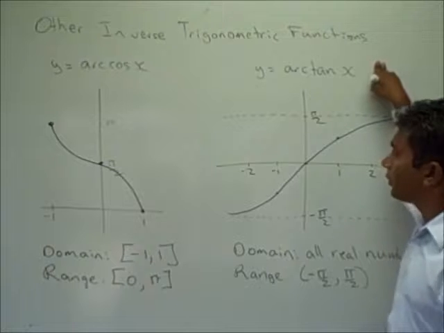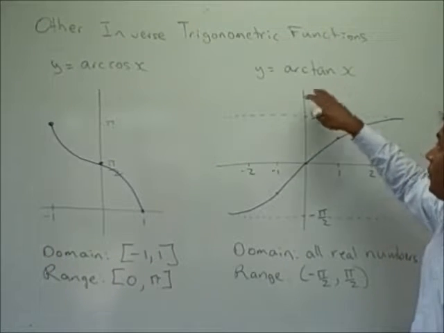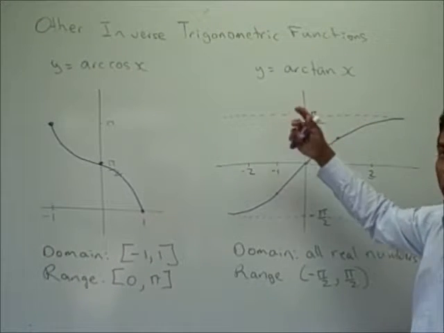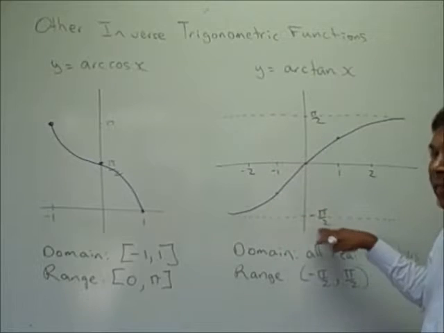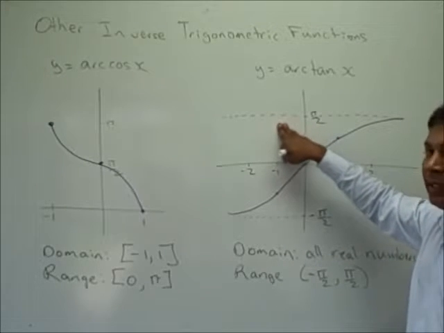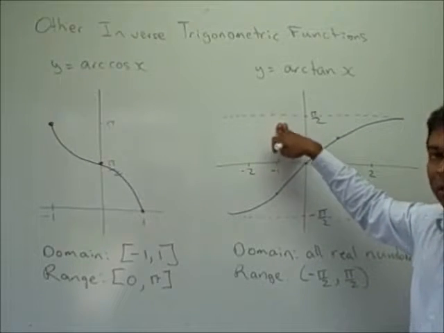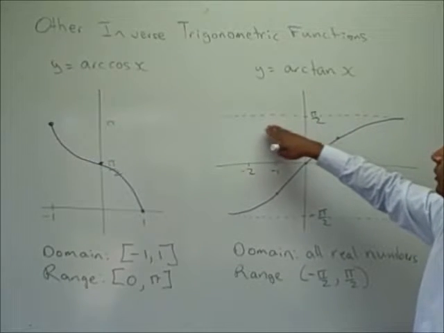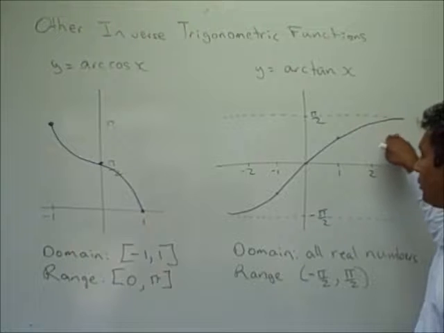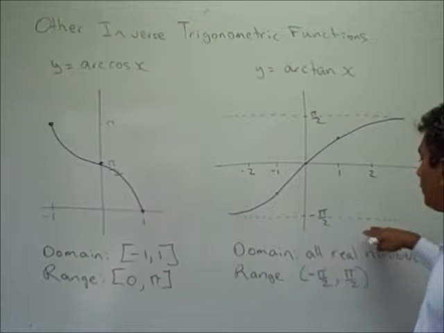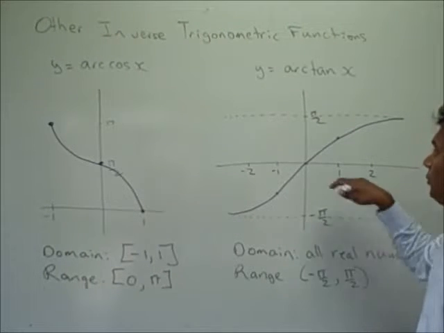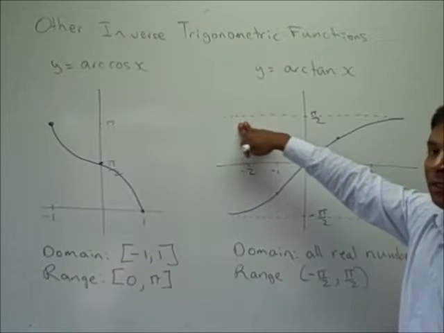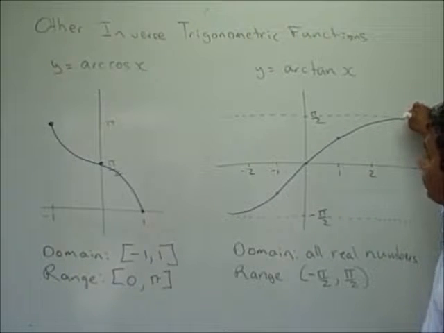For our arctan function, if you recall from our tangent function, it has two vertical asymptotes at -pi/2 and pi/2. Since we're inverting our x and y, our vertical asymptotes now become our horizontal asymptotes. So we have horizontal asymptotes at -pi/2 and at pi/2.